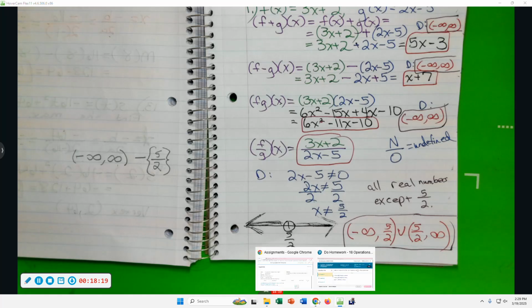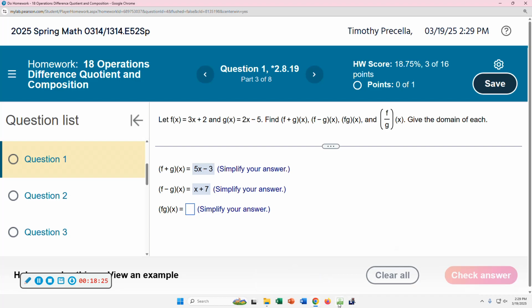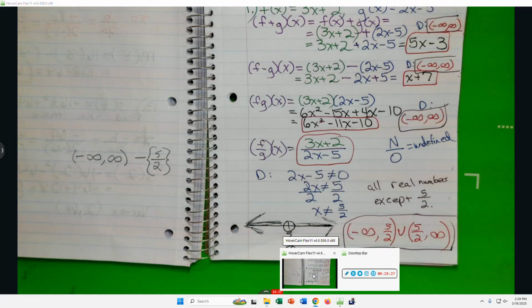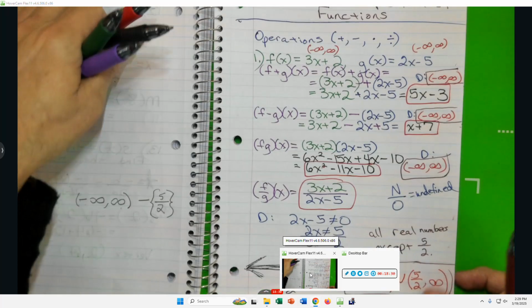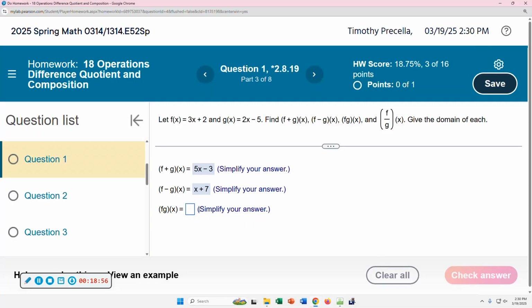Any questions there? Any questions on my work here? So to add, you just combine like terms. To subtract, you distribute the minus, then combine like terms. FOIL for multiply, and then division isn't hard at all, just f over g, except that denominator cannot be 0. So the domain is what's hard on the division. Okay, go ahead and type those in.